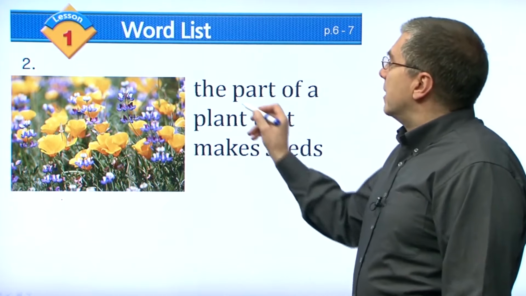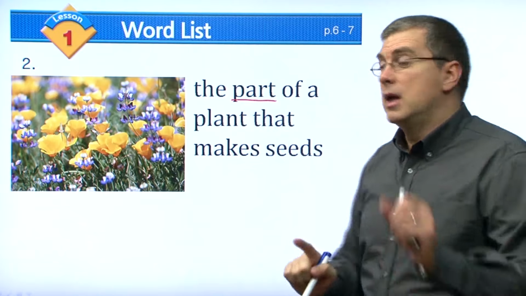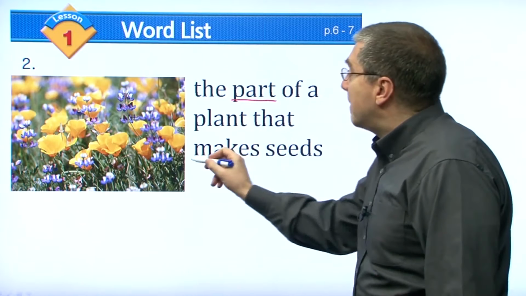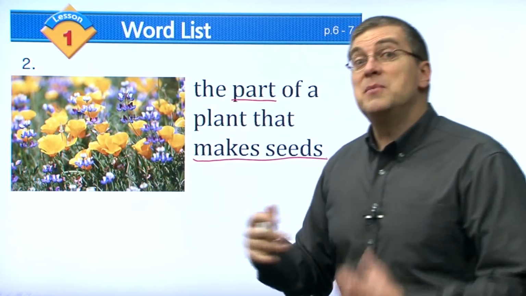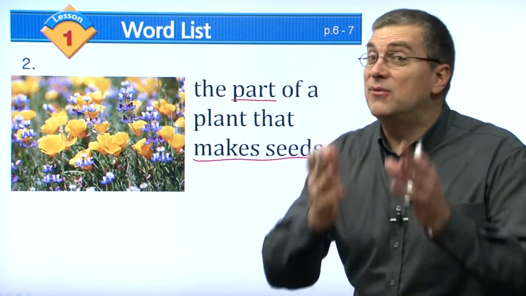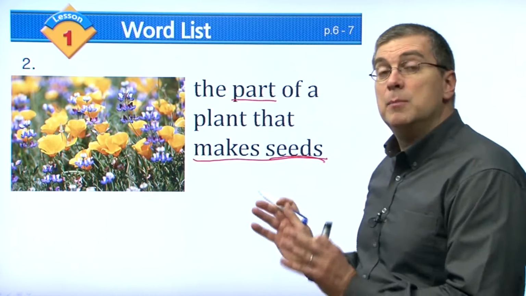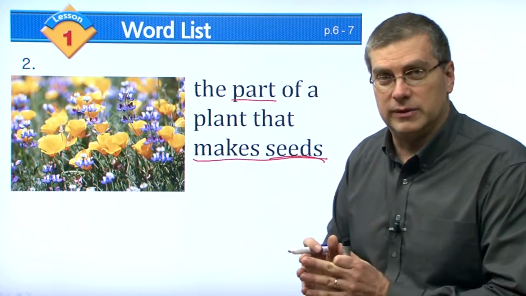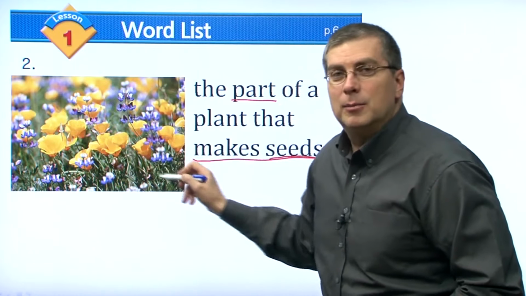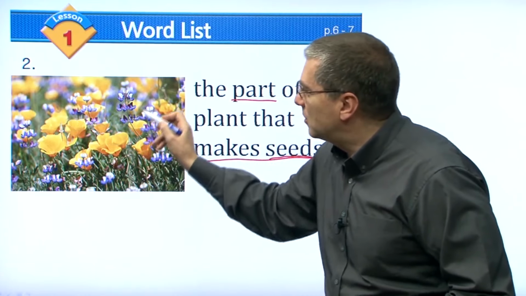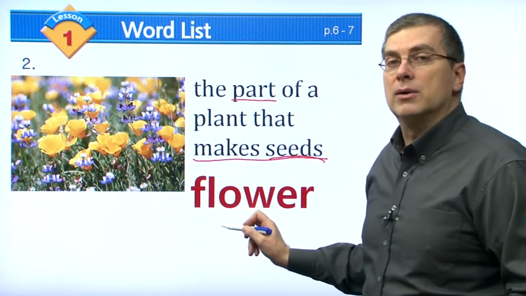The next word is the part. Remember, there are many parts of a plant. We're looking at one part, the part of a plant that makes seeds. It's the part of the plant that makes the seeds before it becomes a fruit. What part is it? Look at the picture. There are many pretty what? We have yellow, we have purple. What are they? Of course, we say they are flowers.